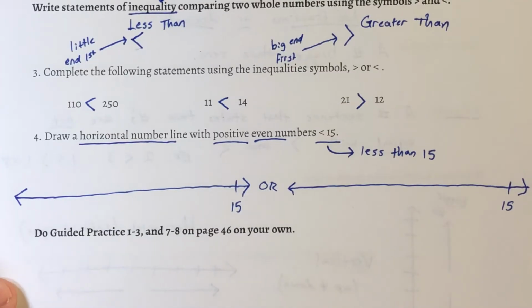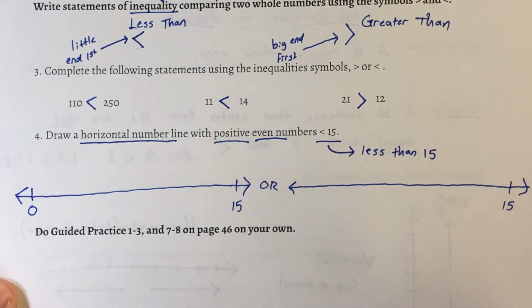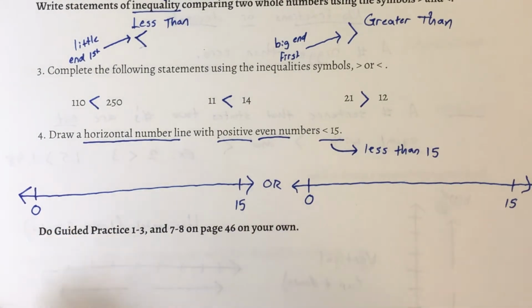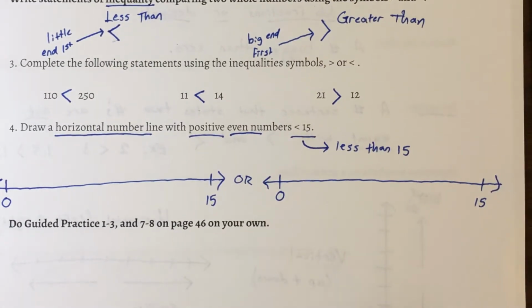So that means if I want positive numbers, I want numbers that are bigger than 0. So 0 is going to be my smallest number. Okay, next, I want even numbers. All right, here's where your answers, or your number lines, could look a little different.